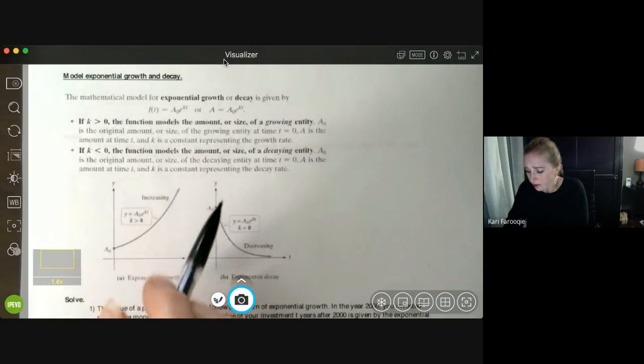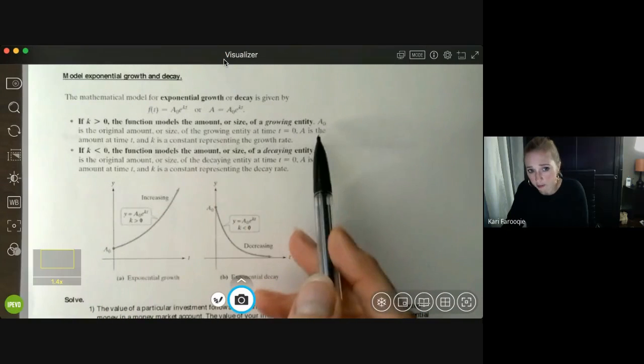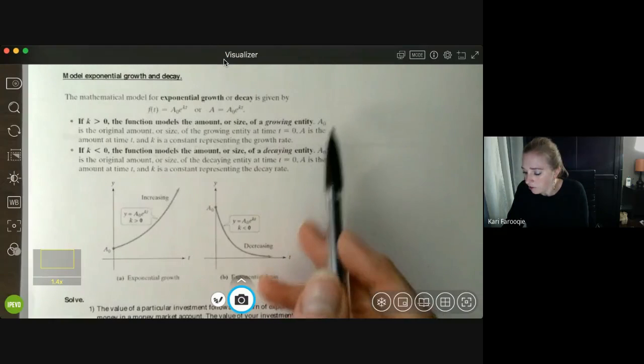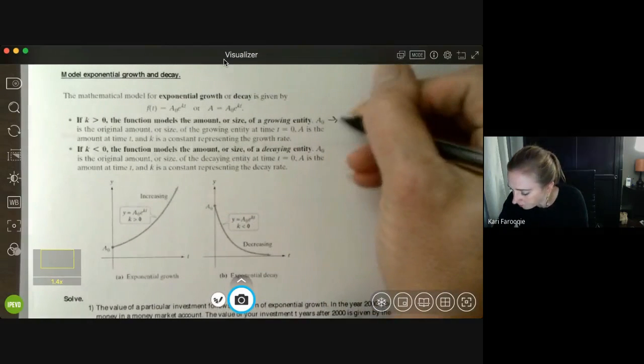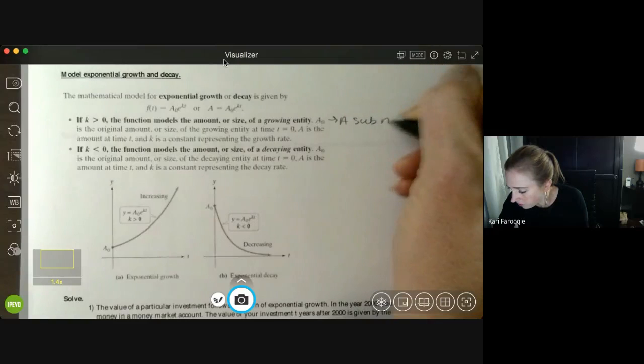Now, we kind of talked about a quantity a sub naught last time, but when you see this little zero that looks like it's in a base, this is a sub naught.